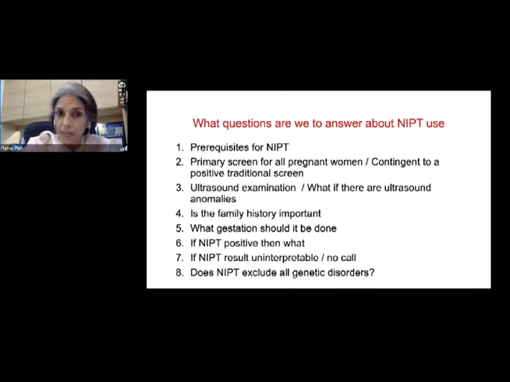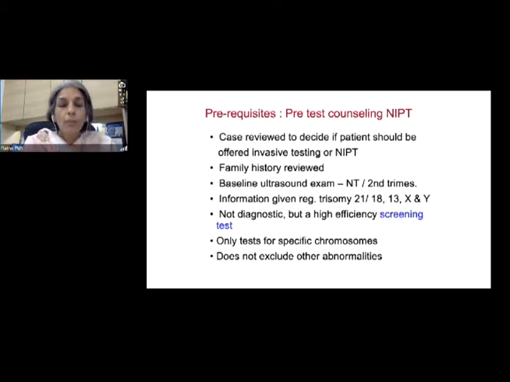What are the prerequisites for NIPT? Should we use it as a primary screen for all pregnant women or contingent to a positive traditional screen? Is there any role of ultrasound? Is the family history important? What gestation should the NIPT be done? What do we do if an NIPT screen comes positive? What happens when you get a result like uninterpretable or no call? And does NIPT exclude all genetic disorders?